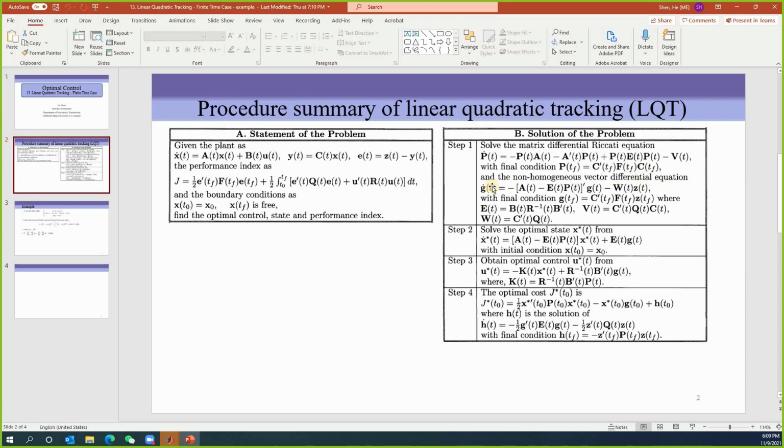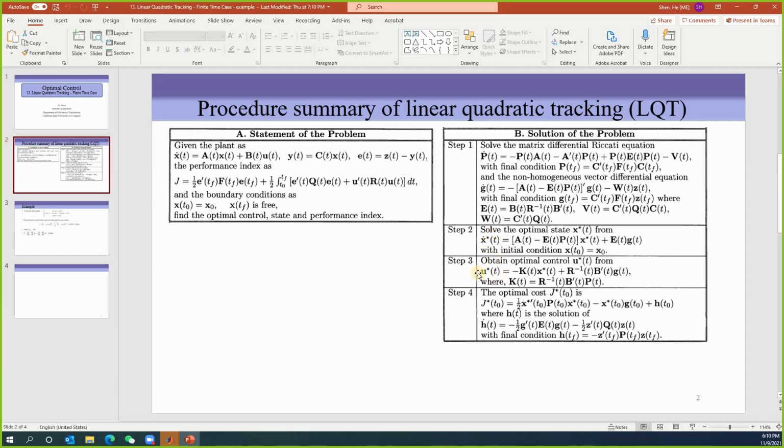In addition to that, another differential equation you solve is for g(t), and this is given in this form. If we can find g(t), then we will be able to put the control together. The optimal control is given as negative R inverse B transpose times P times x plus R inverse B transpose times g. So if we have g and P, we will know the optimal control. Also remember, the optimal control depends on the optimal state x, which requires us to find x first. So we come back to step 2, we need to find x.